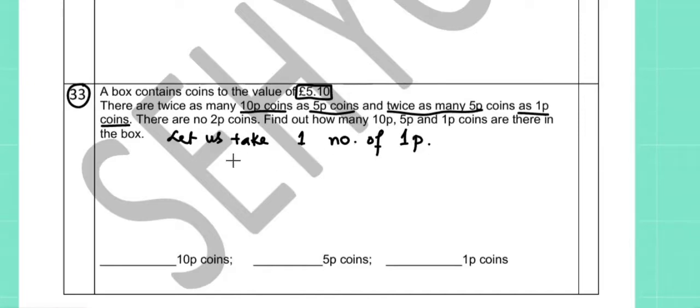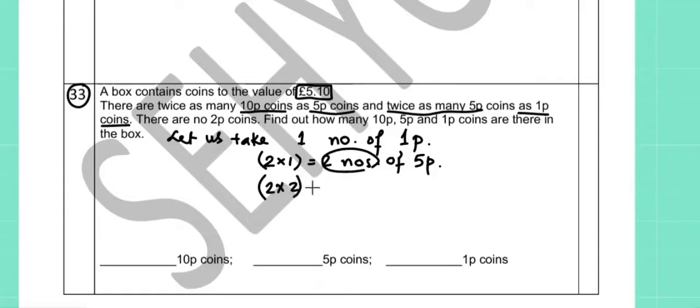So, the number of 5 pence coins is 2 times the number of 1 pence coins. So, that is 2 5 pence coins. Again, the number of 10 pence coins is 2 times the number of 5 pence coins. So, since there are 2 5 pence coins, there will be 2 times 2, that is 4 coins of 10 pence value.